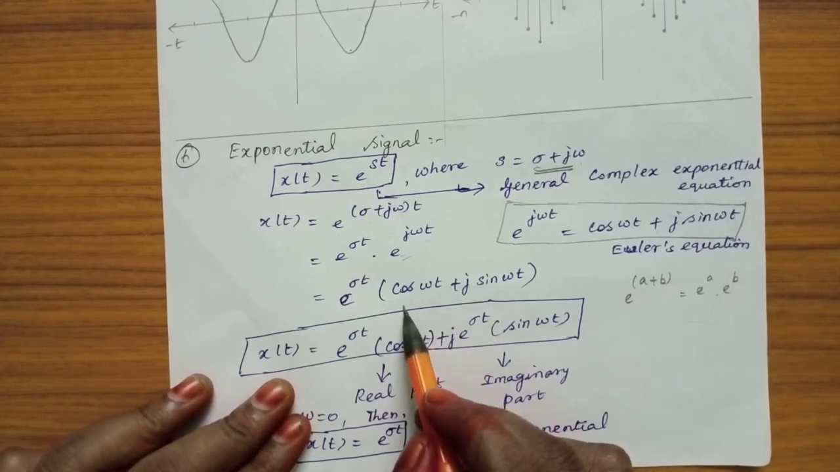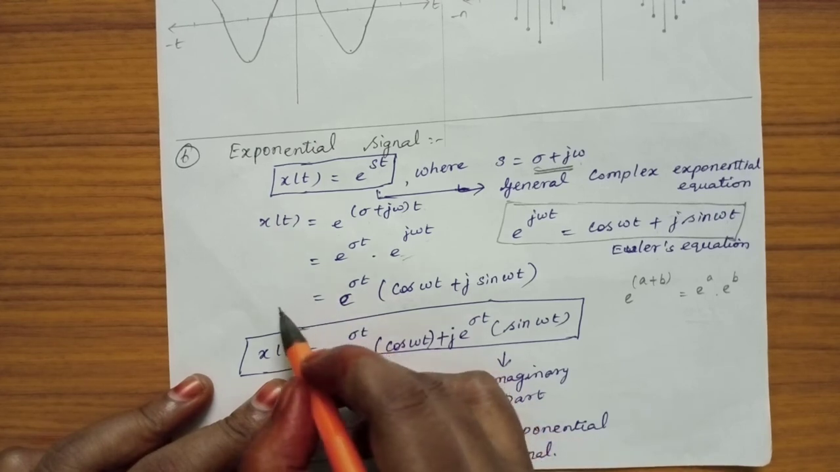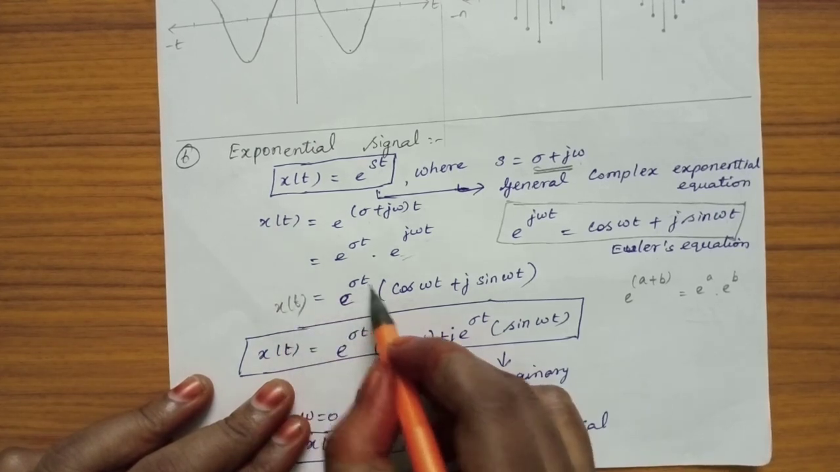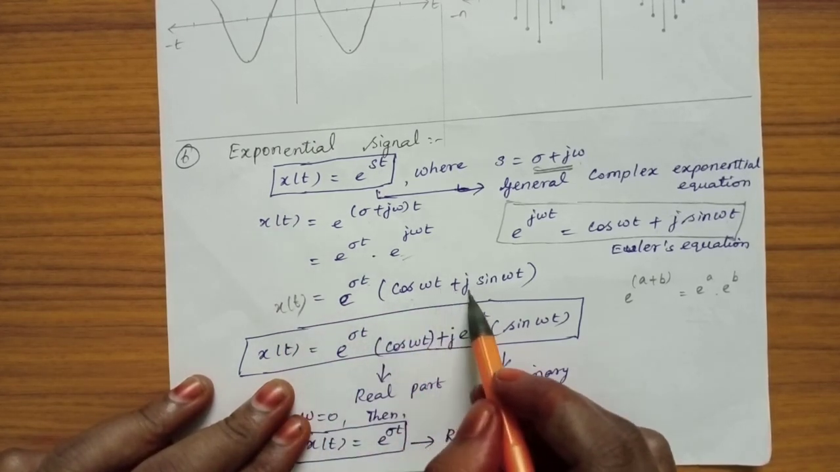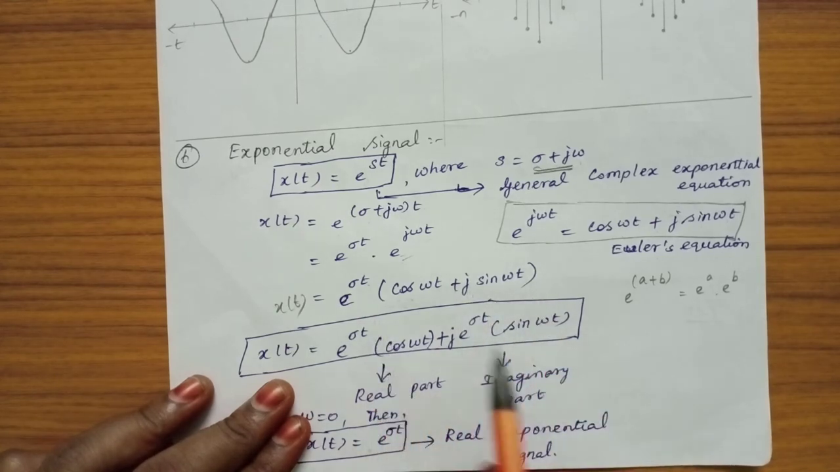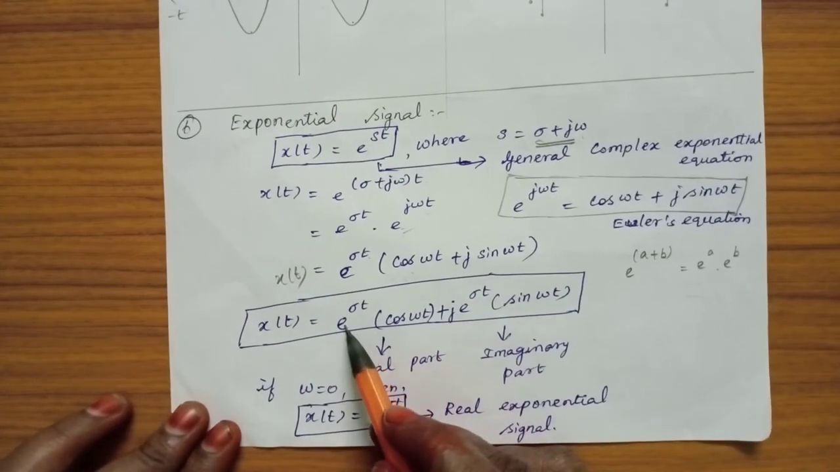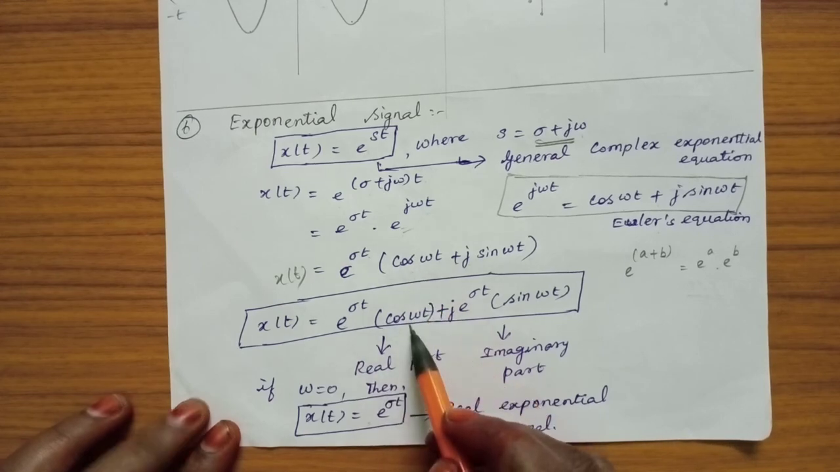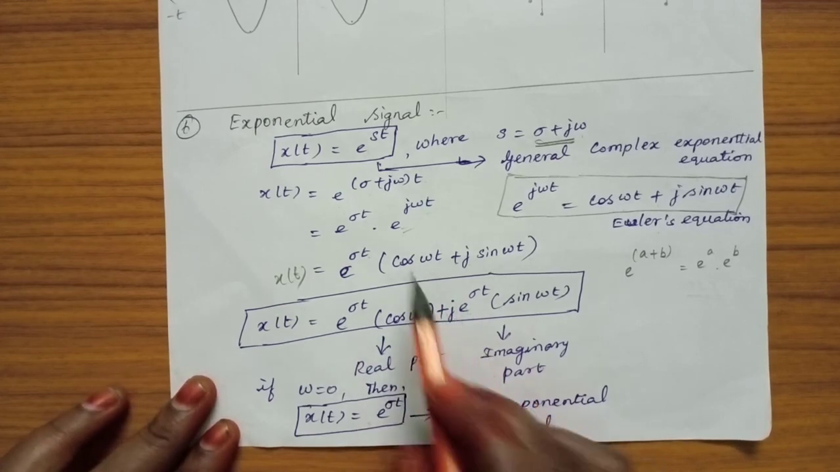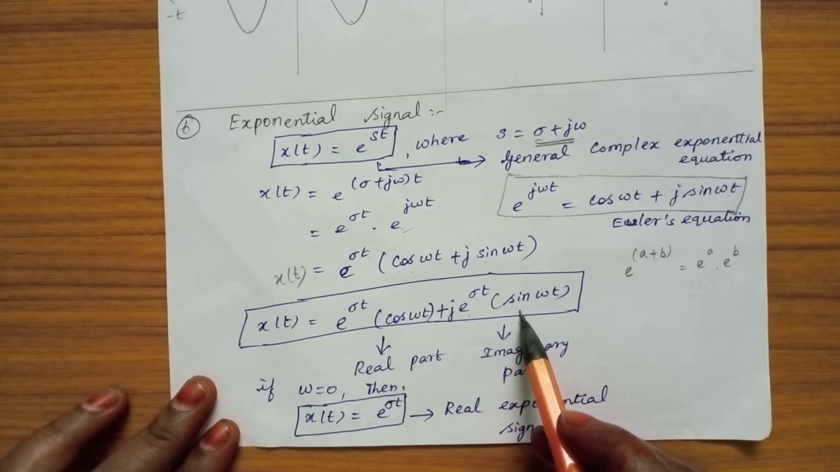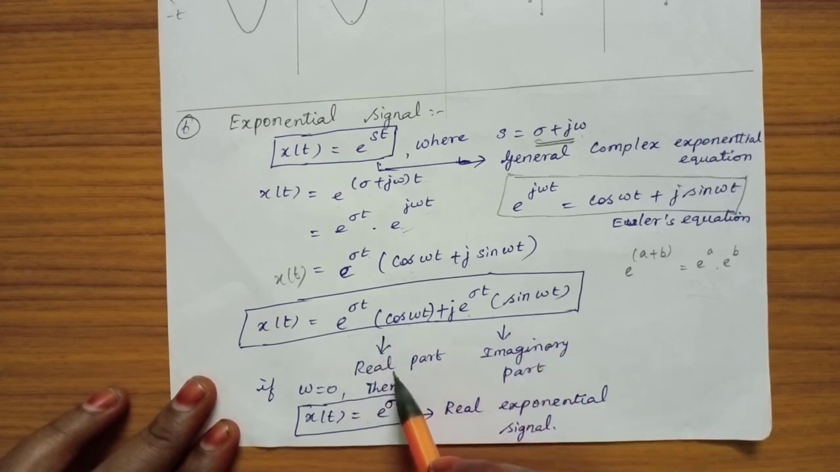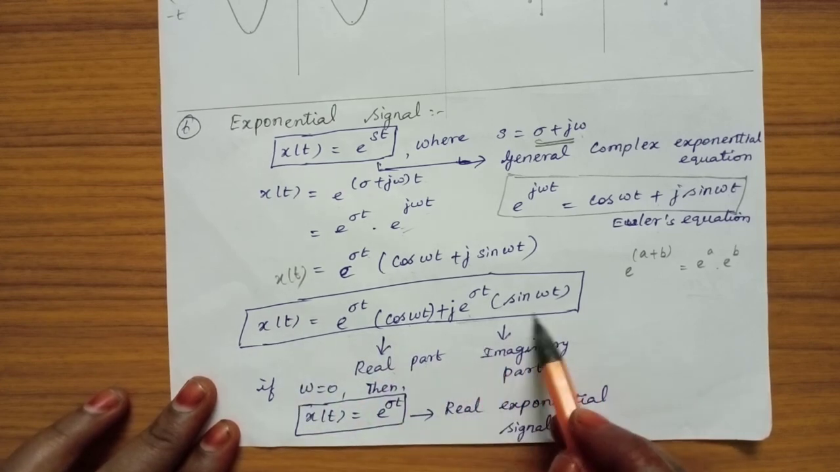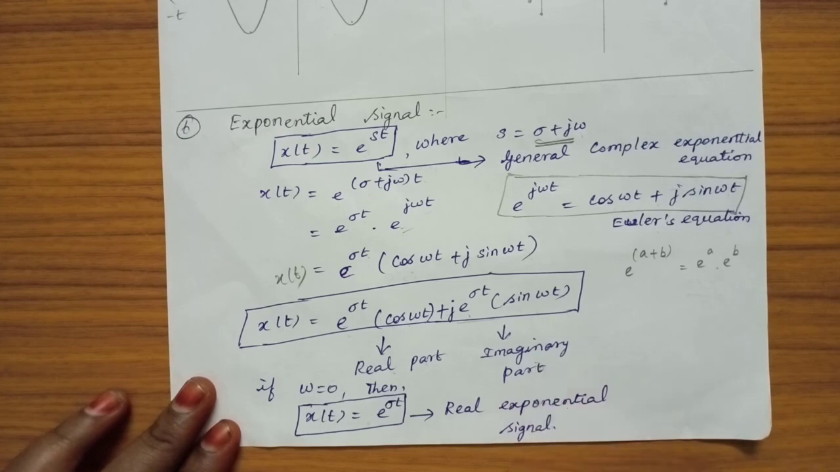Okay, if you substitute here, x of t will become e power sigma t into cos omega t plus j sin omega t. So expand this equation, e power sigma t into cos omega t plus j into e power sigma t into sin omega t. So this is the real part of x of t and this is the imaginary part of x of t.